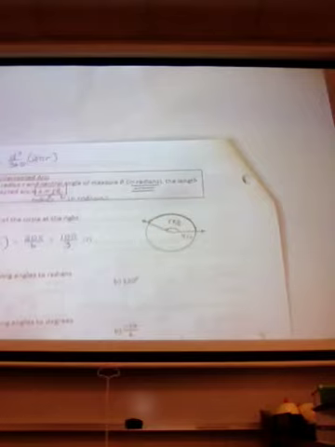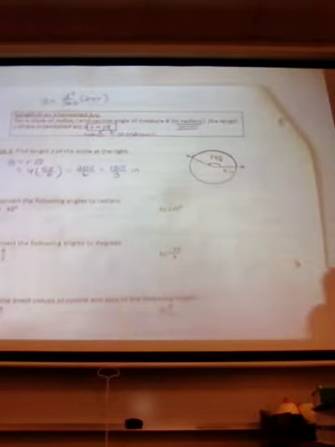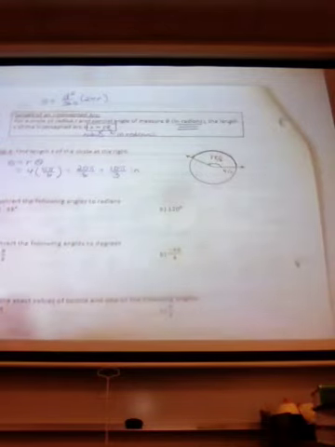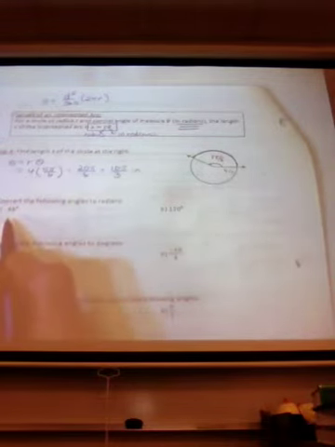Okay? So let's try what we just learned. Convert the following angles to radians. What would I do on this? Anna, what would you do on this? What would I do with the 45?